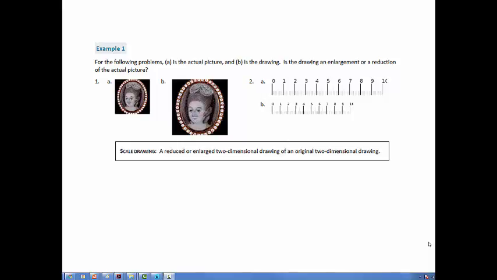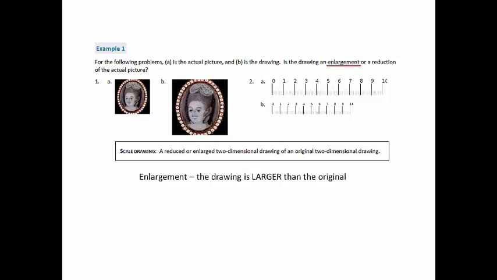In example 1, we have two different problems, here and here. In each problem, A is the actual picture or the original image, and B is the drawing. We want to look to see is the drawing an enlargement or a reduction of the actual picture. An enlargement makes the drawing larger than the original, just like it sounds. And a reduction is making the drawing smaller than the original.